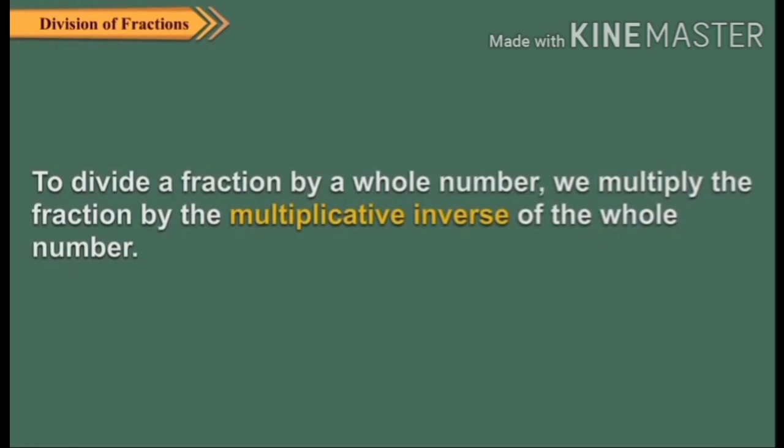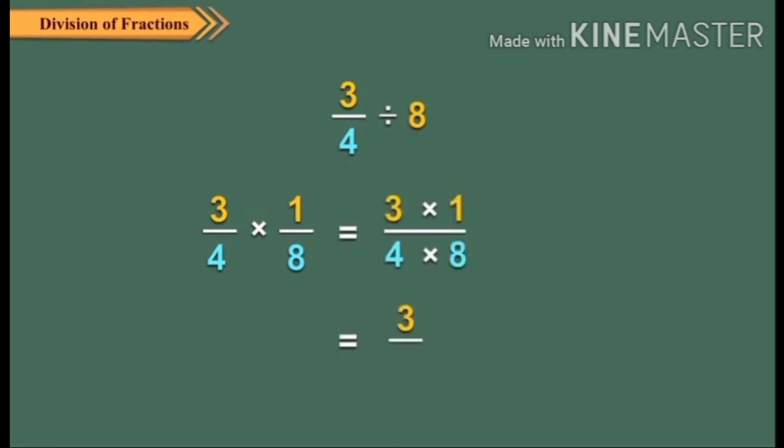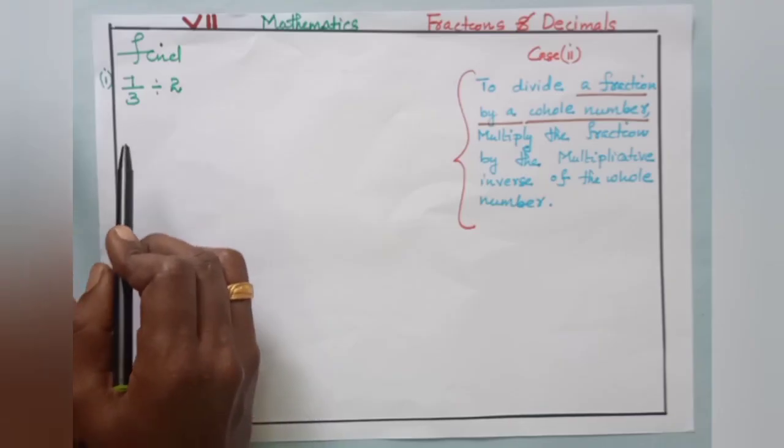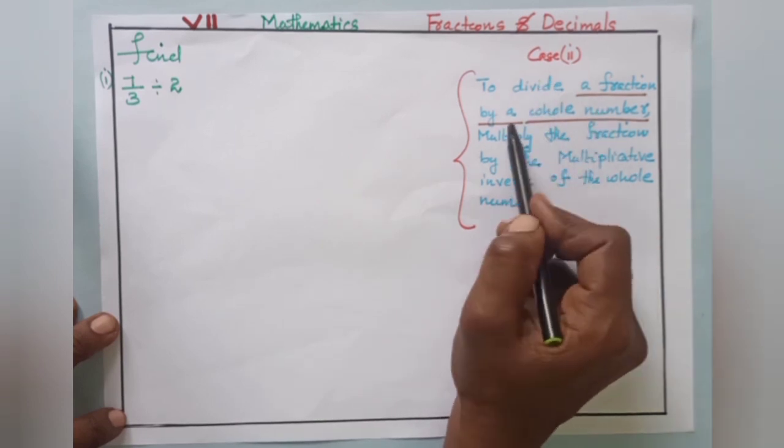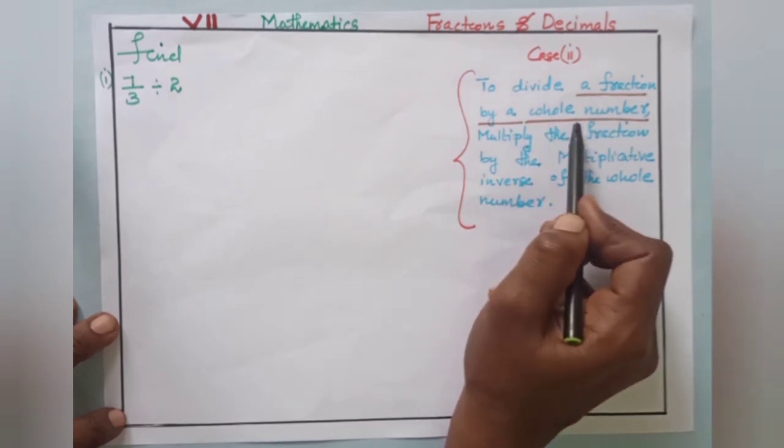To divide a fraction by a whole number, we multiply the fraction by the multiplicative inverse of the whole number. Let us divide 3/4 divided by 8. Since the multiplicative inverse of 8 is 1/8, we get 3 into 1 over 4 into 8, equal to 3/32. Okay students, next case, second: to divide a fraction by a whole number.